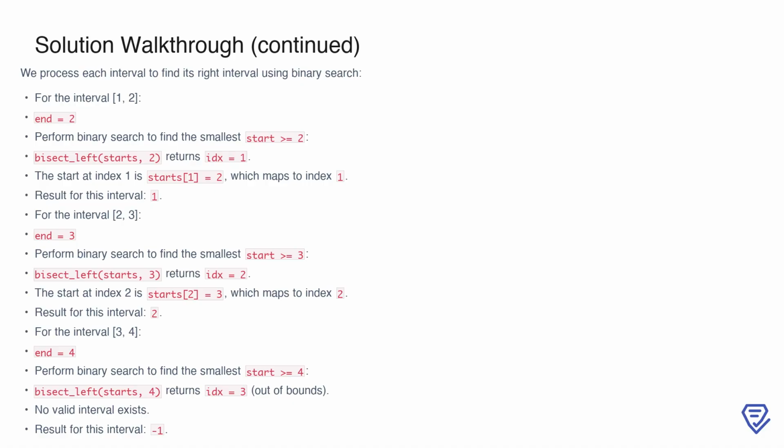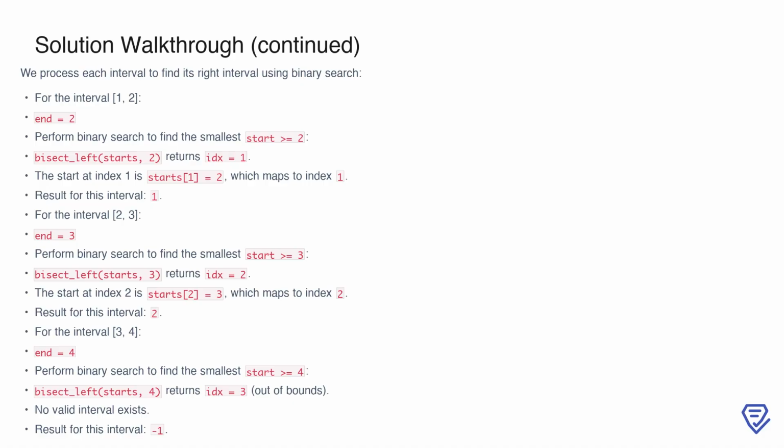For the interval [2,3], its ending point is 3. Again, using binary search, we find the smallest starting point greater than or equal to 3. The bisect_left function gives us the index 2, where the starting point is 3. This maps to the original index 2, so the result for this interval is 2.